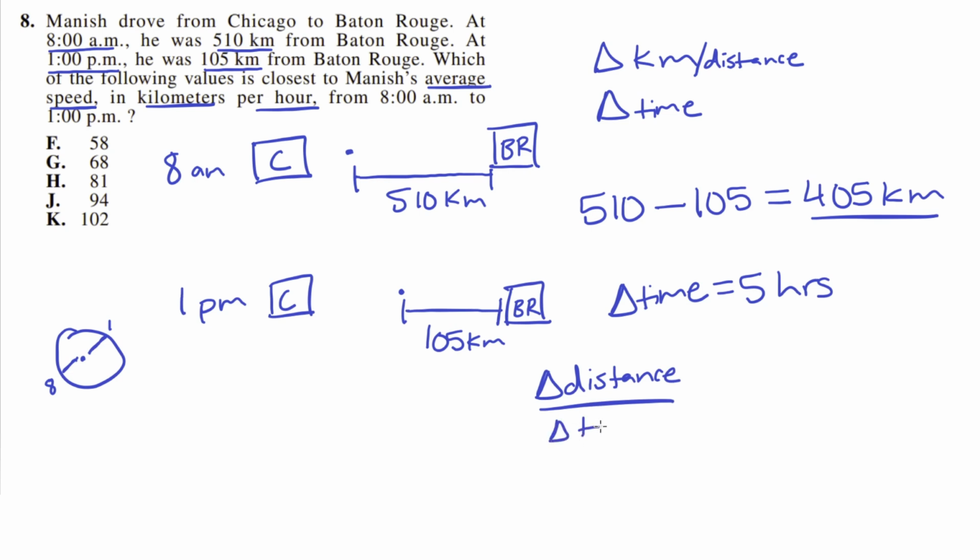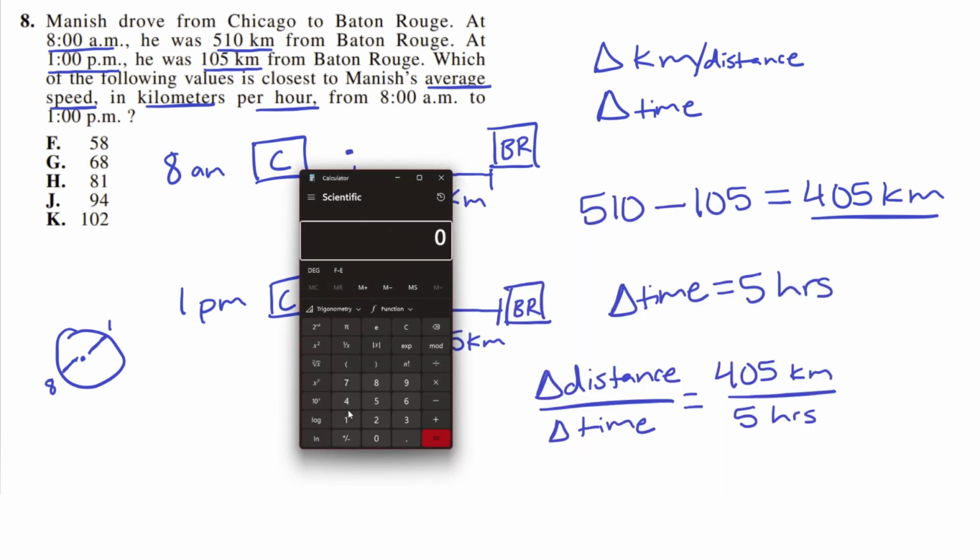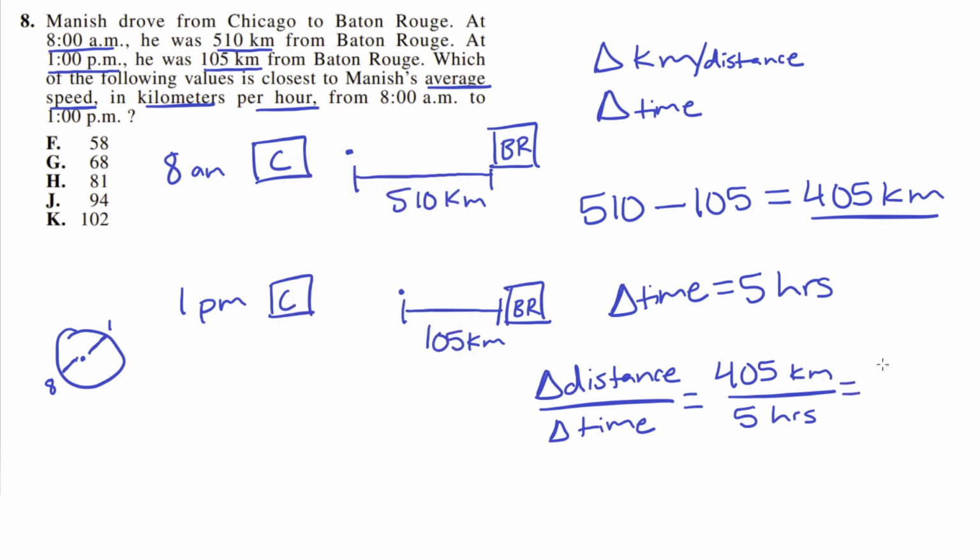So to find the average speed, we just need to divide the change in distance by the change in time. The change in distance is 405 kilometers, and the change in time is 5 hours. And we can just use our calculator to simplify that down. So 405 divided by 5 is equal to 81 kilometers per hour. So his average speed was 81 kilometers per hour, which is answer choice H.